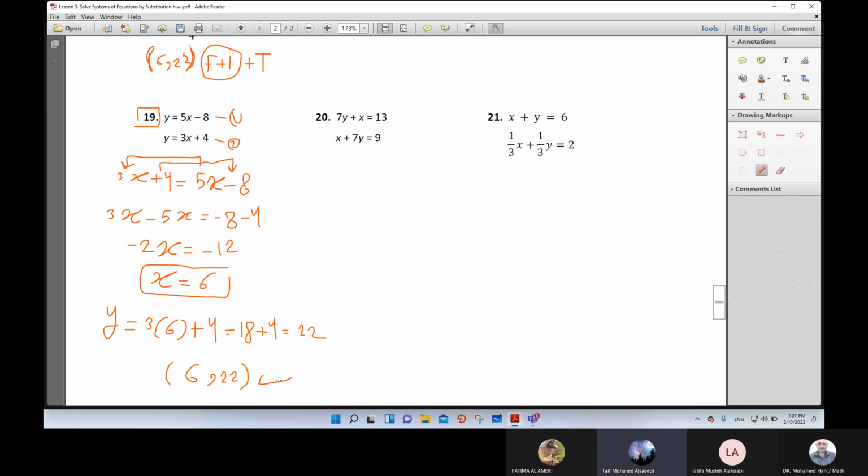No question. Okay, I want all students to rewrite and resolve this extra practice again. Then if you have any question, you can ask me, inshallah, in the next lesson. So this is our lesson for today.